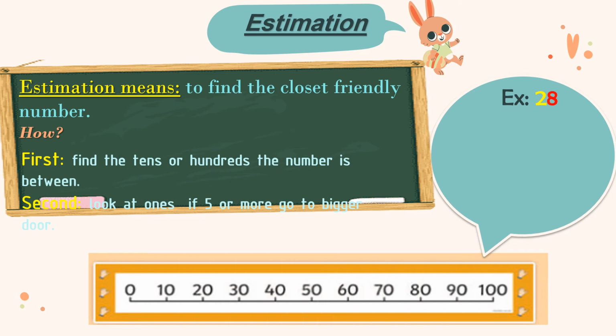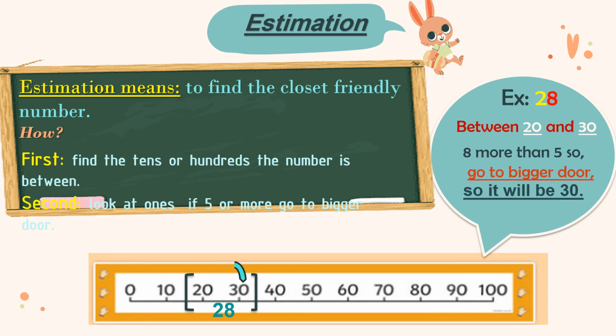28. We must draw the number line. 28 is between what and what? Look, 28 is between 20 and 30. Second step, look at ones. Ones is 8. 8 is more than 5. So 5 or more, go to the bigger door. 8 is more than 5, so go to the bigger door. So it will be 30.